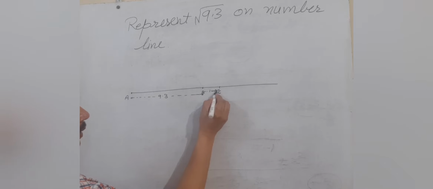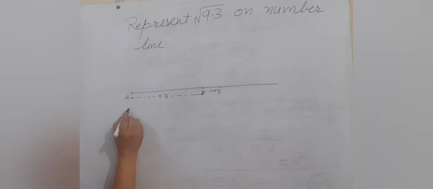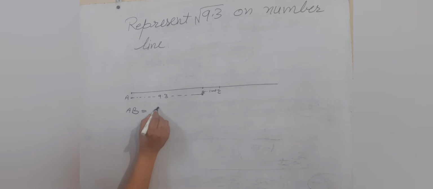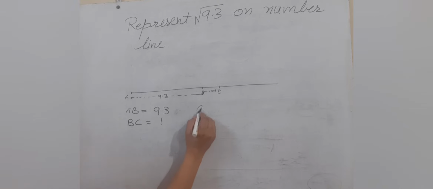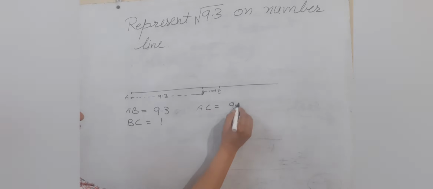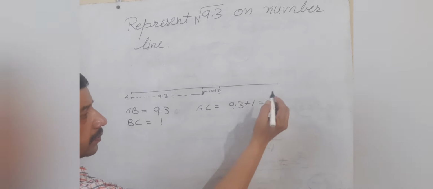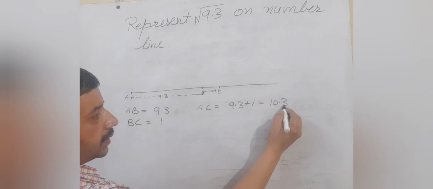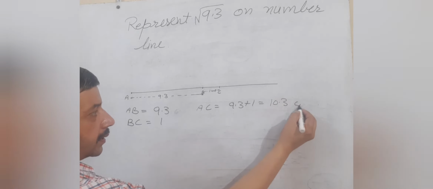Okay. Now AD is equal to 9.3 centimeter, or BC is equal to 1 unit. Right. So AC is equal to 9.3 plus 1, which is equal to 10.3 unit or centimeter. Okay.